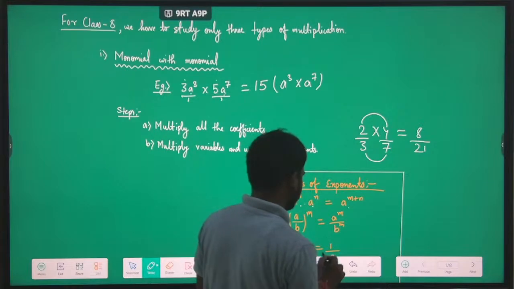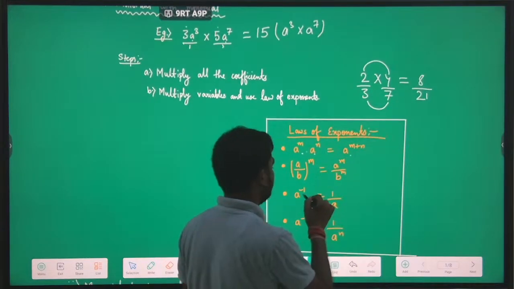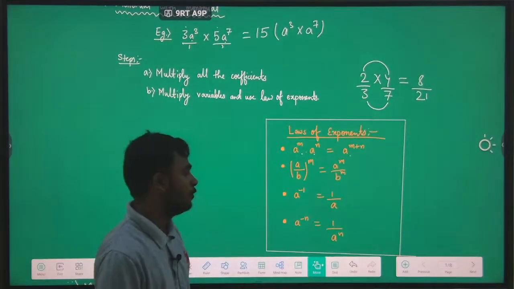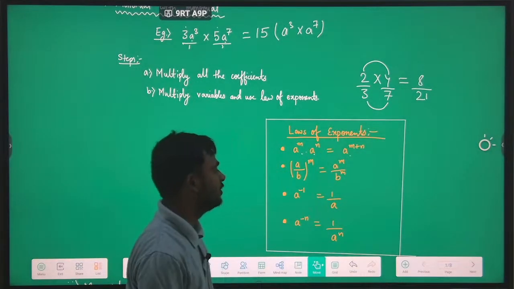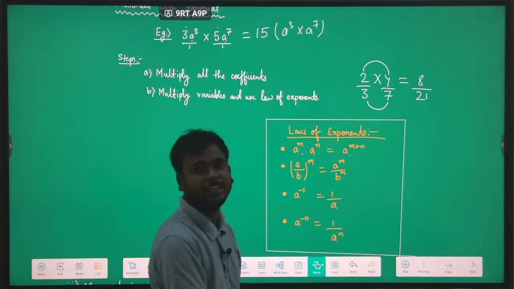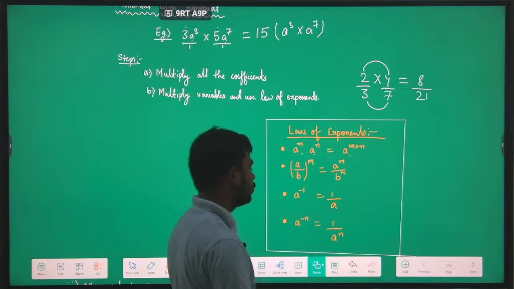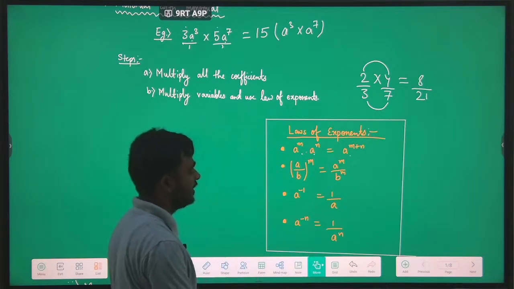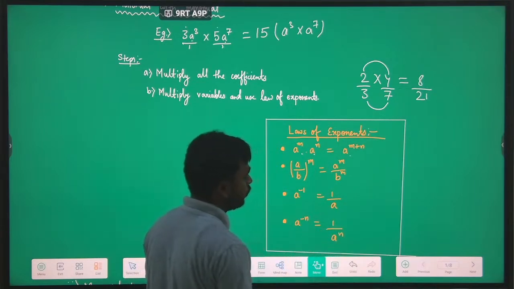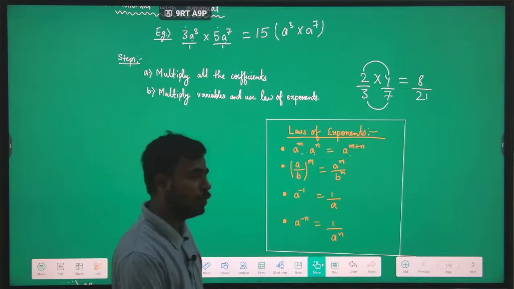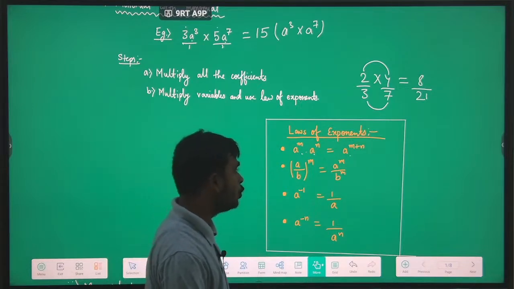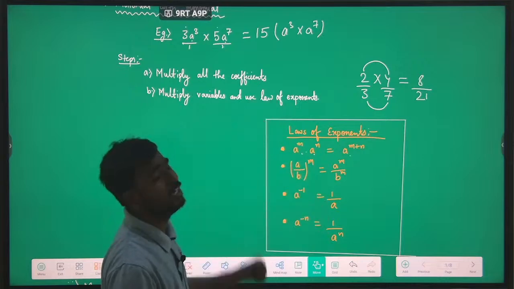The third law of exponents which we use is a inverse. What do we mean by a inverse? A inverse is actually 1 upon a. Similarly, the fourth law which we use for exponents is a to the power minus n is equal to 1 upon a to the power n. So these laws we use during multiplication.